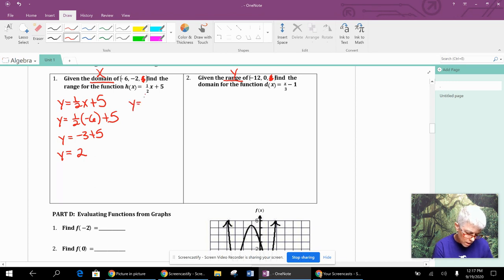Then I'm going to do it again. This time, x is a negative 2. So again, I work this through. I get a negative 1 plus 5. Y equals 4.